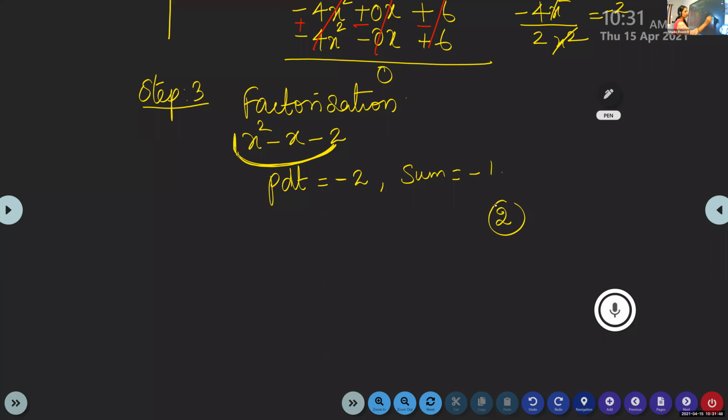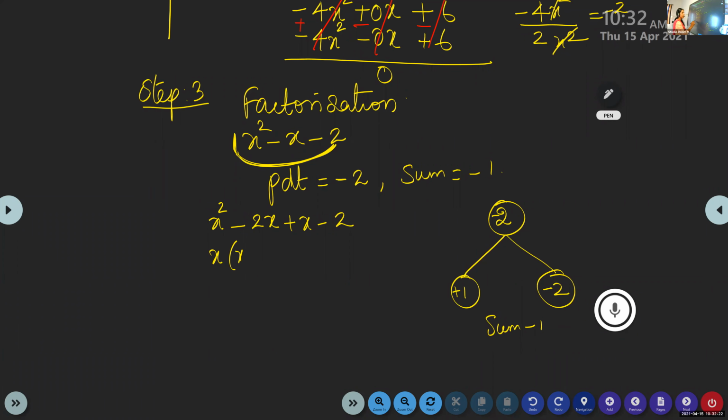So if you take 2, 1 into 2 is 2, isn't it? And sum we want as minus 1. Sum is minus 1. That means bigger number is negative, smaller number is positive, isn't it? Minus 2 into 1, you will get minus 2. When you add these two numbers, you will get minus 1. So we can write this as x square minus 2x plus x minus 2.